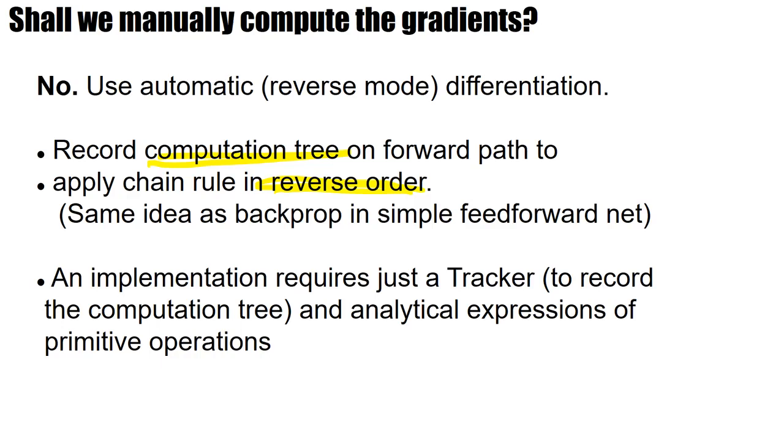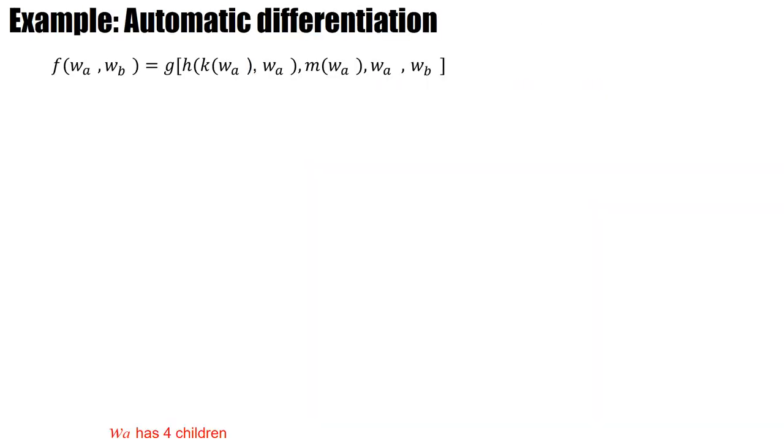Thus, an implementation of automatic differentiation just requires a tracker so as to record the computation tree in the forward path. And we also need analytical expressions of primitive operations, such as what's the derivative of x to the power of 3. Let's explain this idea with a simple example.